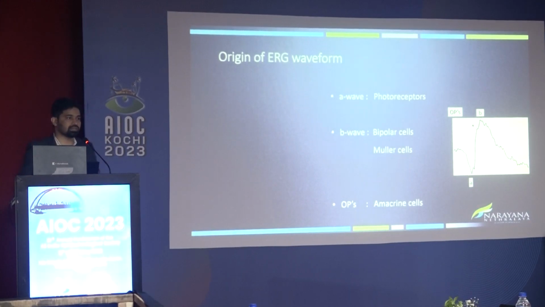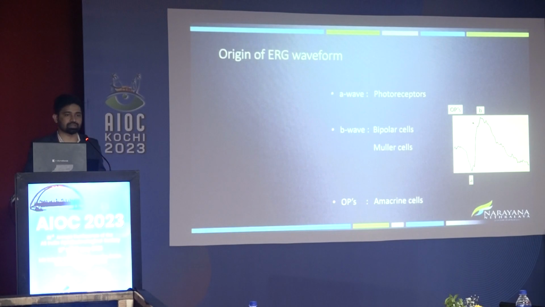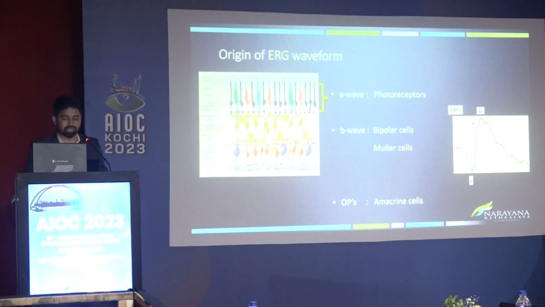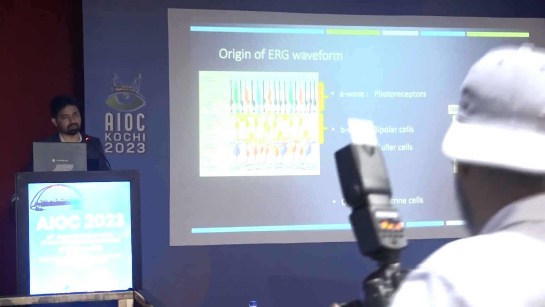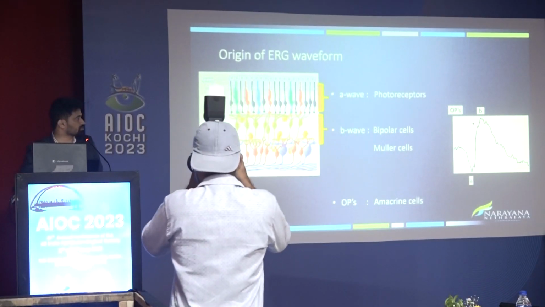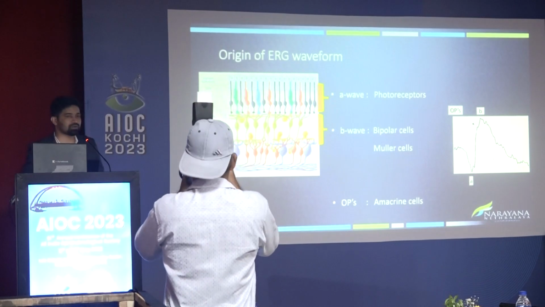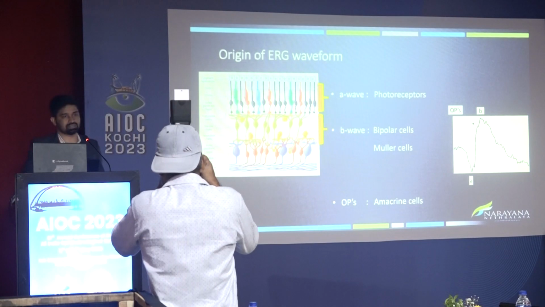Just like in ECG we have PQRS, here also we have A wave, B wave, and oscillatory potentials, and sometimes C wave. A wave is from the outer retina, that is, from the photoreceptors. B wave is predominantly from the bipolar cells with some contribution from Muller cells. Along the ascending limb of the B wave, you can see some small deflections. That's what we call oscillatory potentials, and these are from amacrine cells.